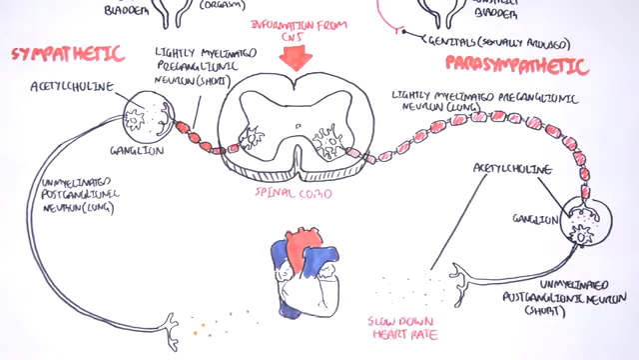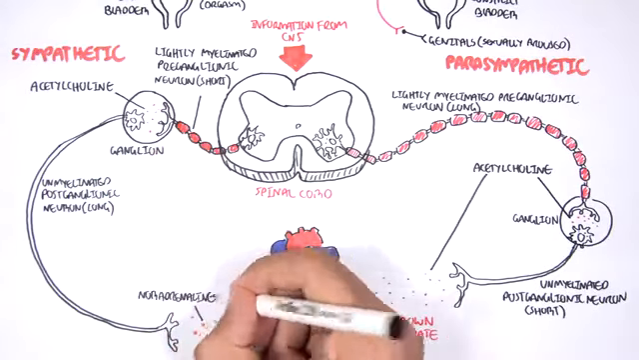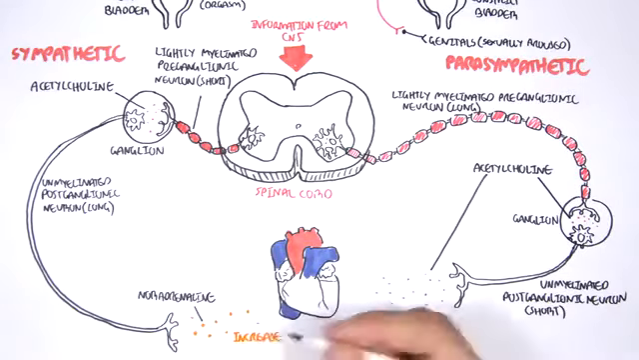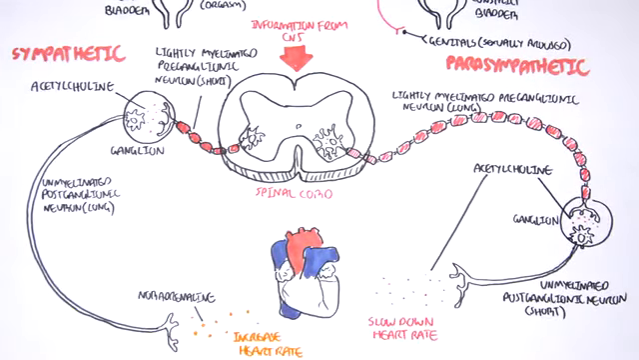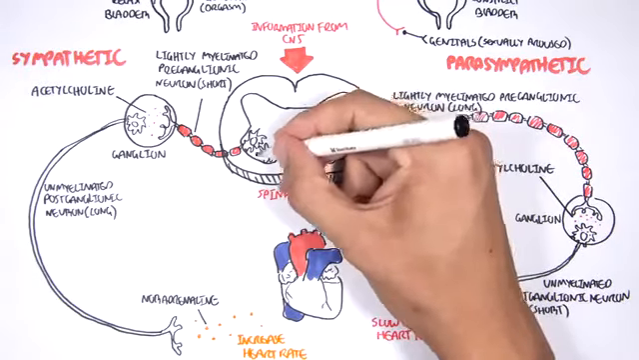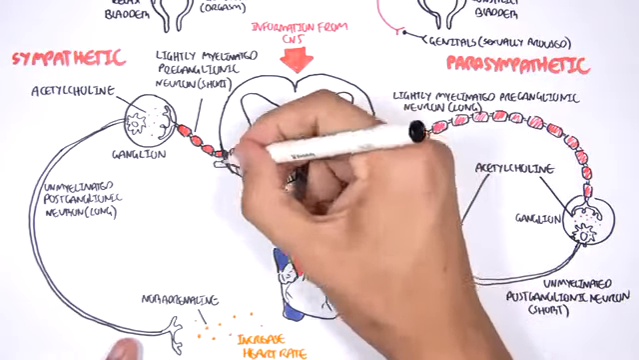And this postganglionic neuron will release the neurotransmitter noradrenaline to target the heart and increase the heart rate. So if you look at this diagram, you can see some differences in preganglionic and postganglionic neurons of the sympathetic and parasympathetic nervous systems. One is short, one is long, and it's opposite for both nervous systems.